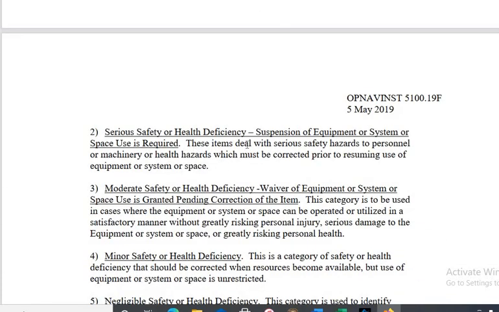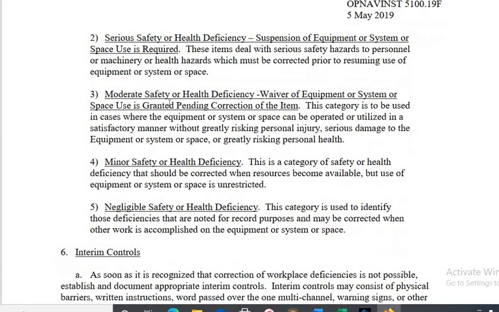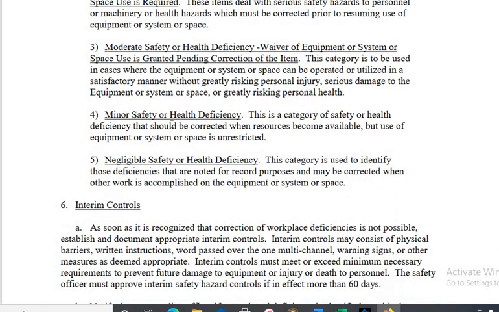Number 2, serious, suspension of equipment is required. 3, moderate safety or health deficiency, waiver of equipment or system or space is granted pending correction of the item. So yeah, we could get a waiver for it working, but probably shouldn't use it.